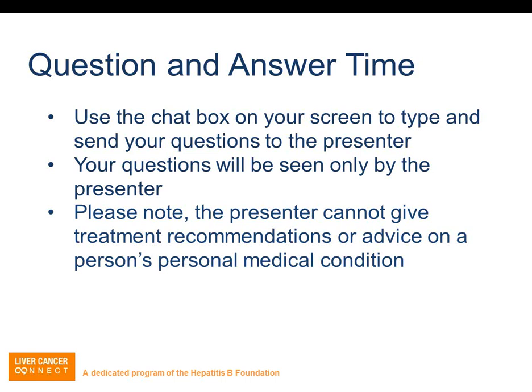Okay. We have a question here about biopsies. You mentioned that diagnosis is done by imaging, but then biopsies are used to confirm a diagnosis. Is a biopsy safe, and is it necessary?